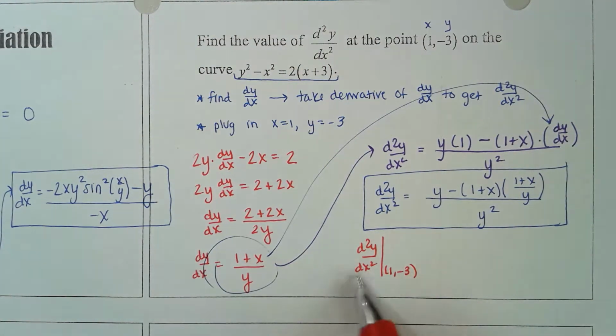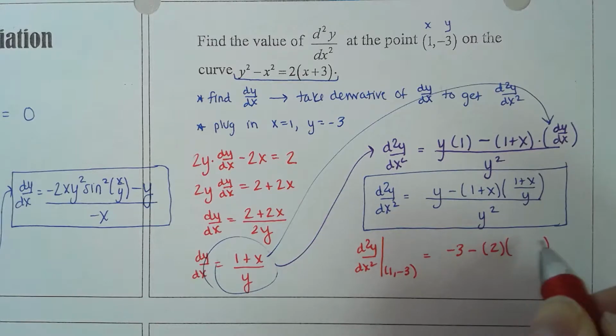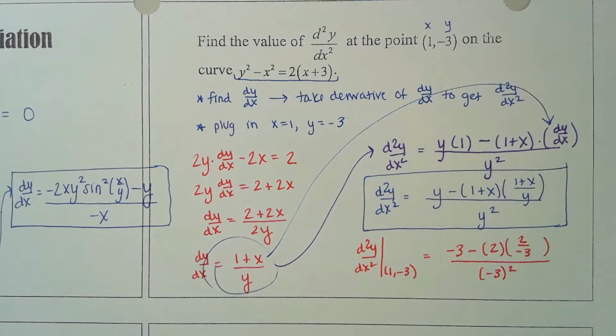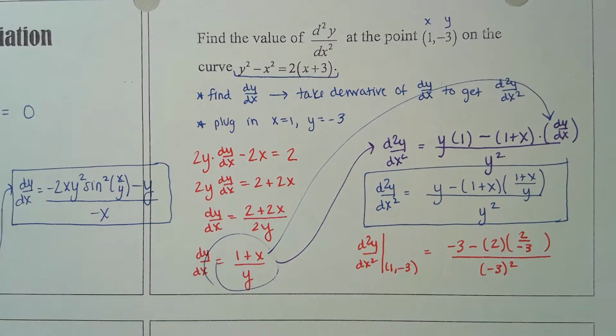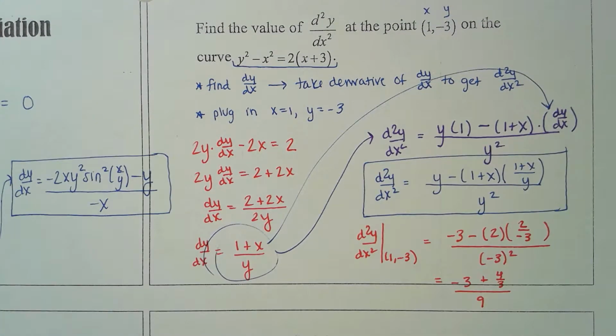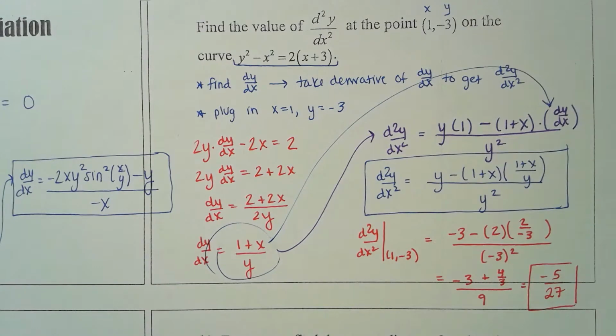I didn't want to say the second derivative equals because we're changing it, but I'm going to say we're going to plug in. So I have (negative 3 minus 2 times 2 over negative 3) all over negative 3 squared. And technically we could be done. I mean, we can clean it up. We have negative 3 plus 4 thirds all over 9. We could multiply everything by 3. So we have negative 9 plus 4, which is negative 5, all over 27. And there it is.